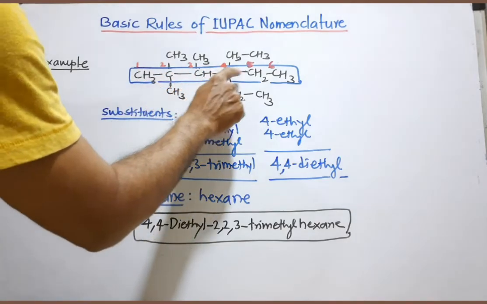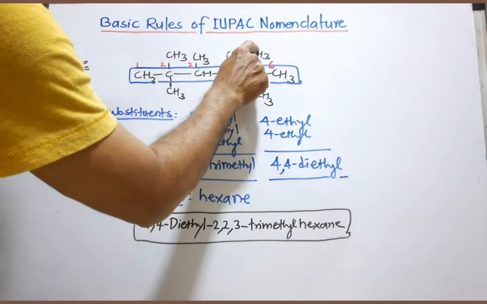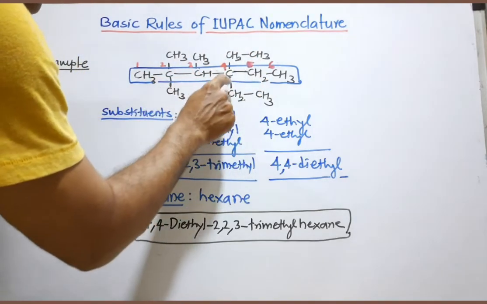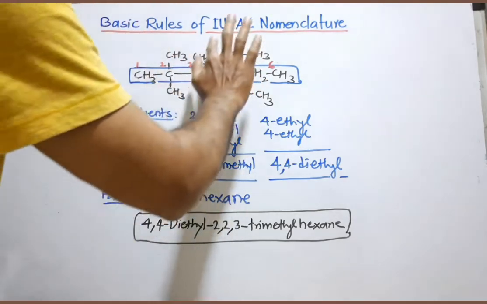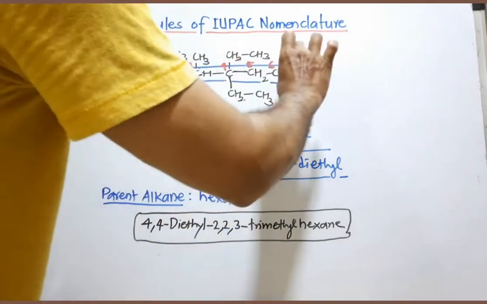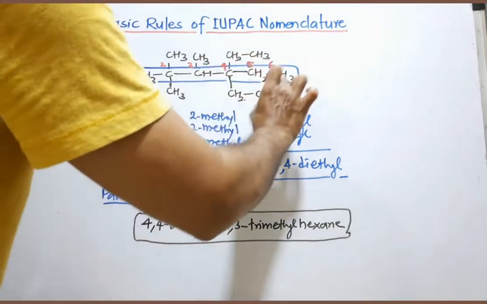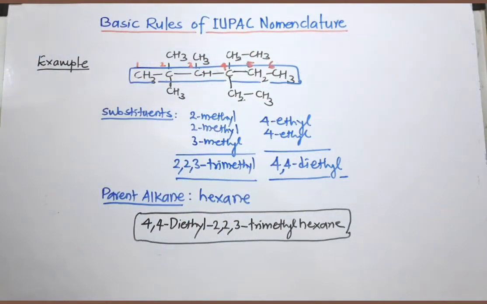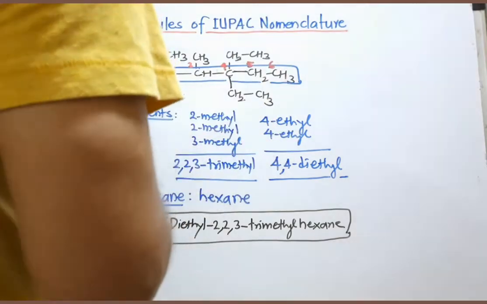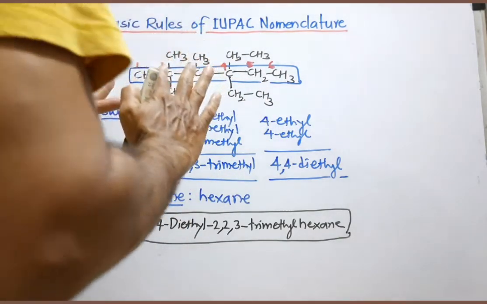1, 2, 3, 4, 5, 6. Again, 1, 2, 3, 4, 5, 6. So anyway, any carbon chain you can select, either in a straight line, or you can go zigzag, or you can go down. The only thing is, it must have the maximum number of substituents. That is the only thing we have to consider.